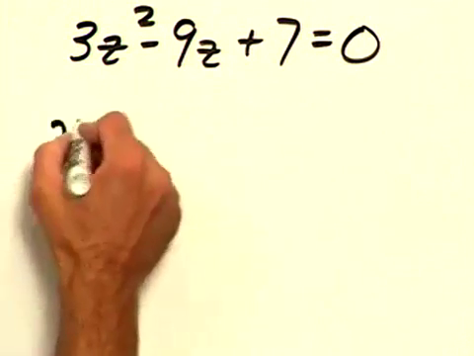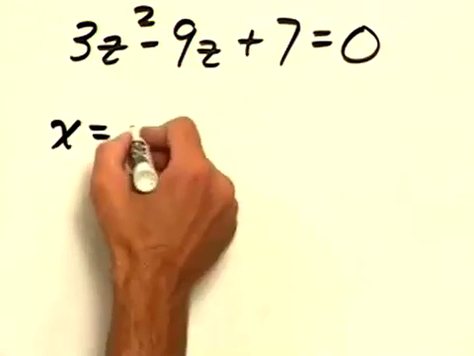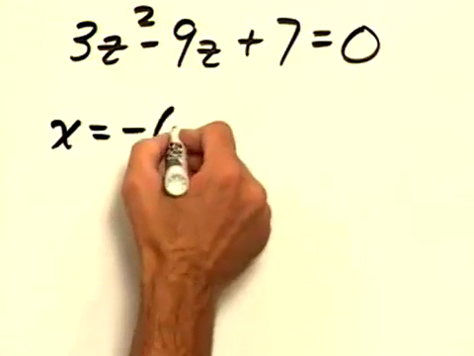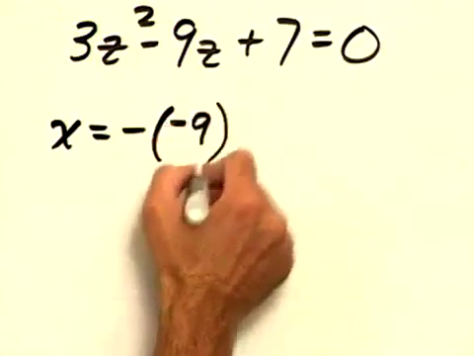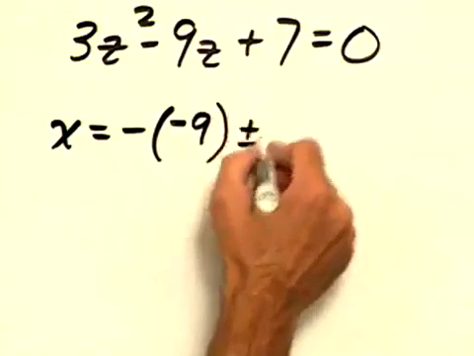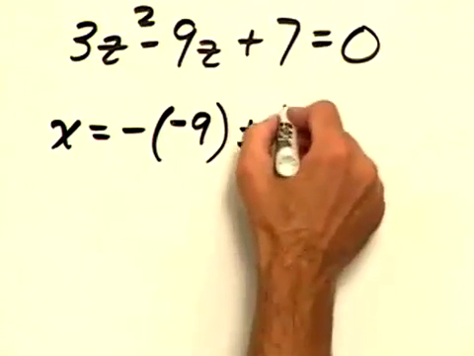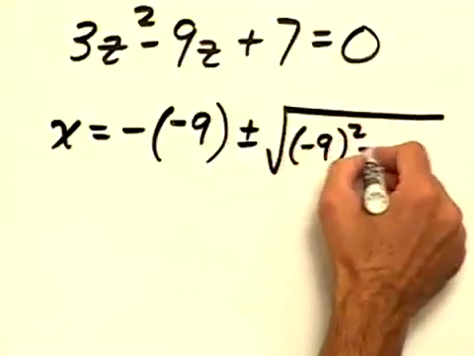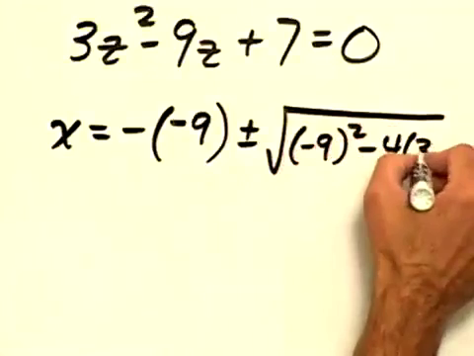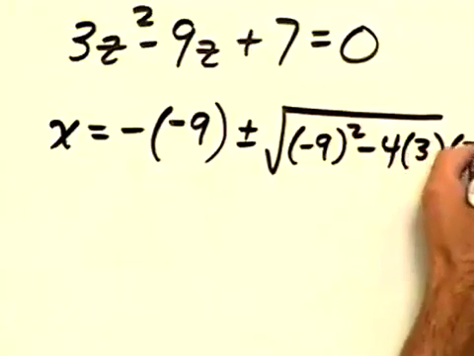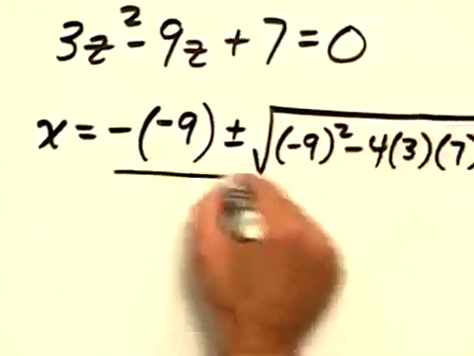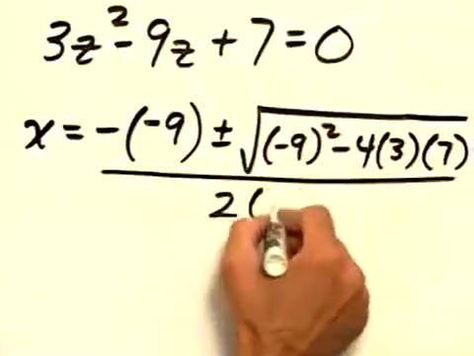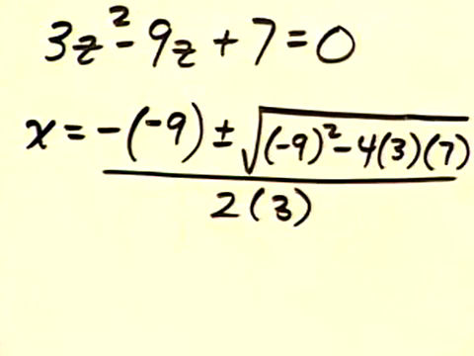Now we'll use the quadratic formula to find our solutions. So I'm going to have x is equal to negative, whatever b is, which is negative 9 in this case, plus or minus the square root of negative 9 squared, or b squared, minus 4 times my a times my c. Then I need to divide all of this by 2 times my a, which is 3.